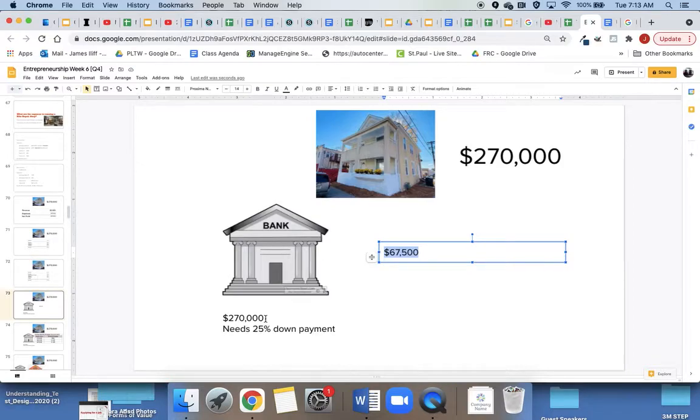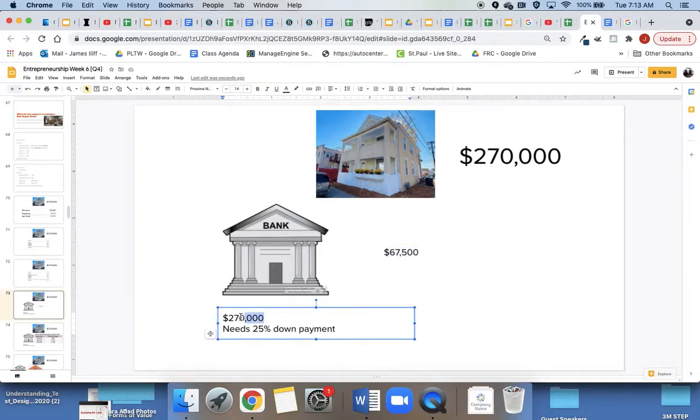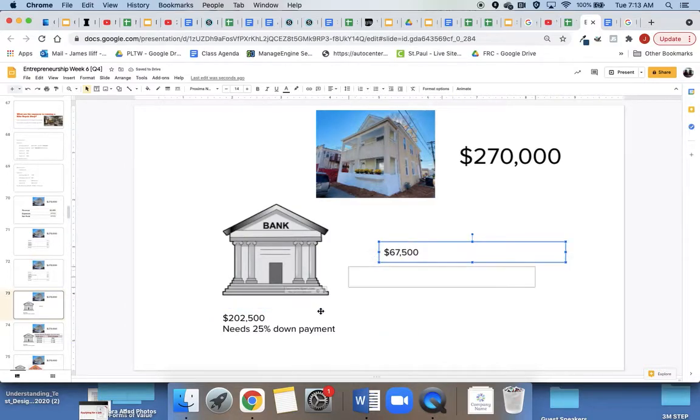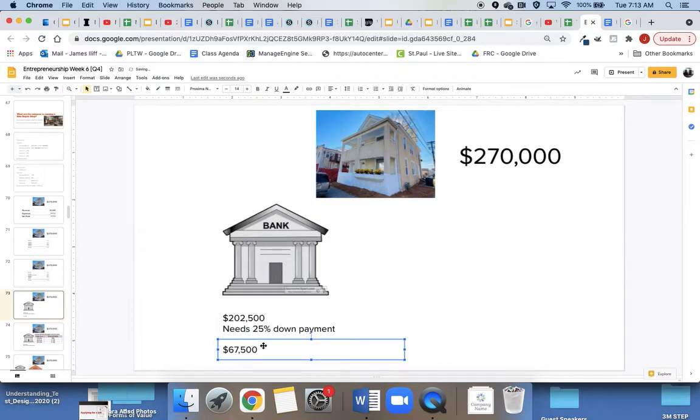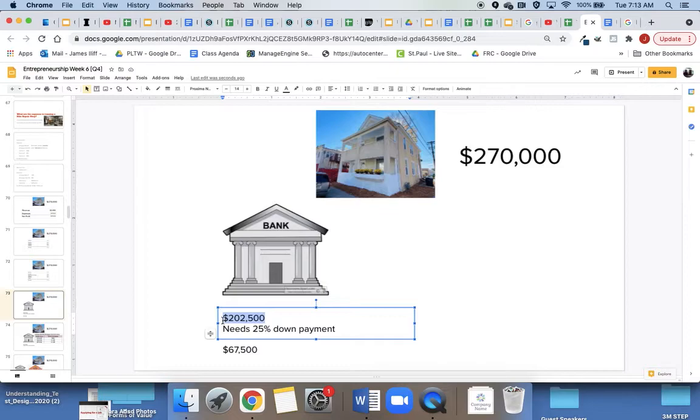And then the bank is going to loan us, so we're going to say 270 minus 67,500. So the bank now is going to loan us $202,500. Do you see how those fit together? We are going to come up with somehow, we have to have $67,000, and then this bank is going to loan us $202,000.